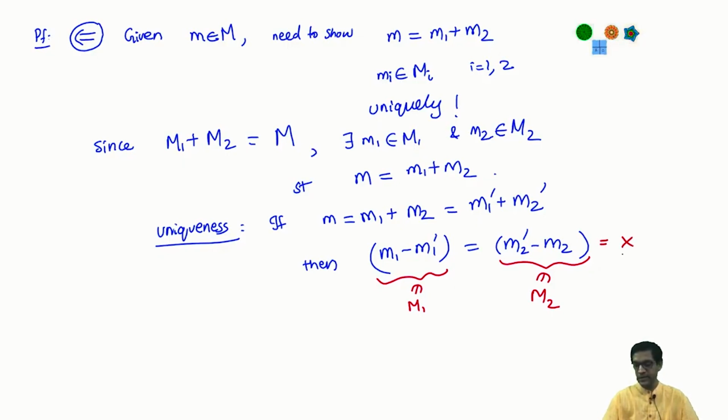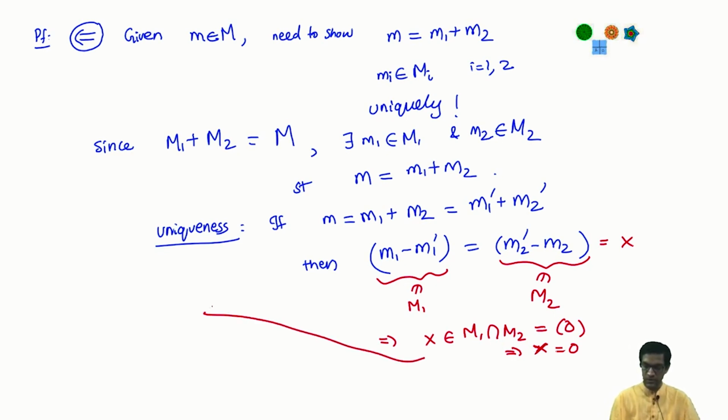Now this element x lives both in M1 and M2, which means that x belongs to their intersection, which by hypothesis is just 0. So this means x is 0, and x being 0 automatically means that these two are equal to each other. So what is the conclusion from here? This means that m1 equals m1 dash, and m2 equals m2 dash. So that completes the verification of the converse. The other direction is similar, so let me just leave this as an exercise.